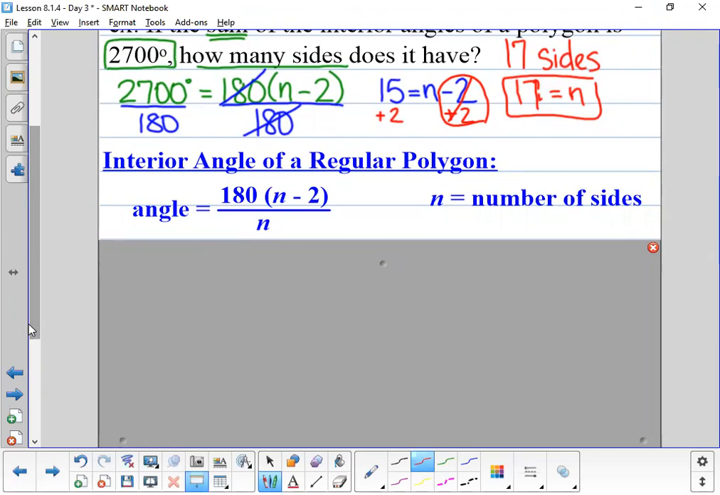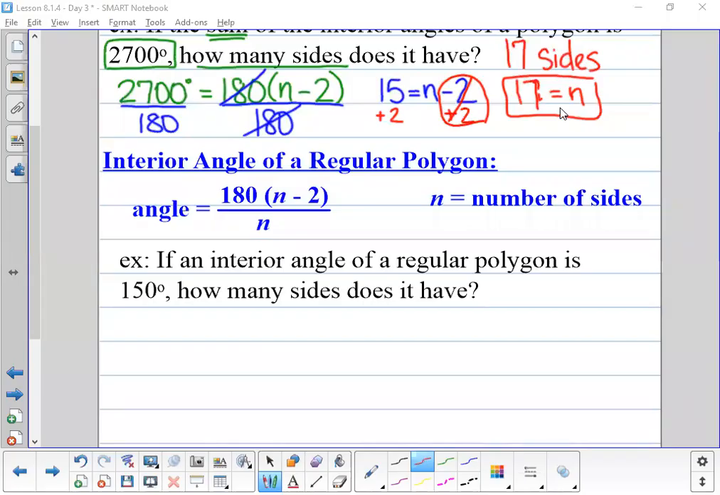So I'm finding the sum of the angles of the polygon. And since the angles are all congruent, I'm going to divide by how many angles there are, and that will give me one single interior angle. So that is the formula for finding a single interior angle of a regular polygon.